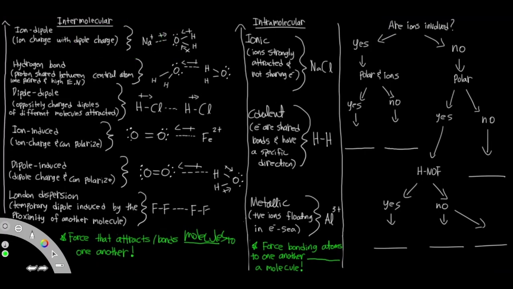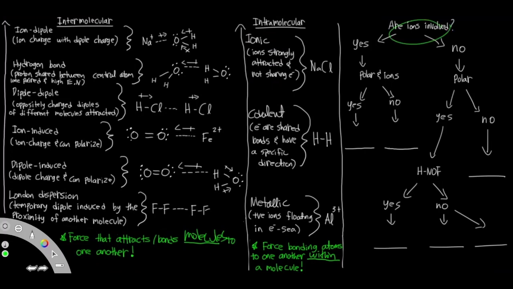Next, we have intramolecular forces, as shown down here. It's the force of bonding atoms to one another within the molecule. Metallic is by far the weakest. It's when the positive ions are free floating in a sea of electrons. Next, we have covalent. It's when the electrons are specifically shared within the bonds and have a specific direction, as opposed to ionic, which does not have sharing of the electrons, but rather the ions are strongly attracted to one another and electrons are given away from one ion to the next.